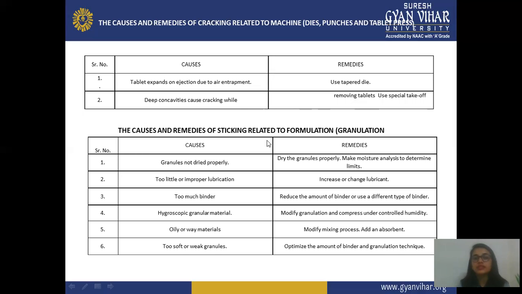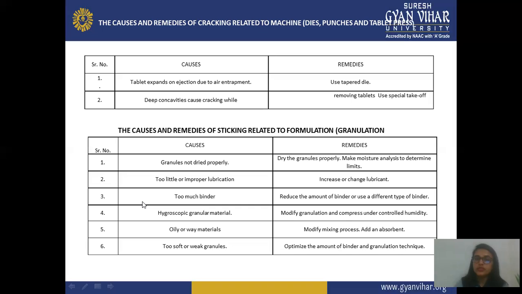Next, cause and remedy for sticking related to the formulation or during the granulation. First is granules not dried properly. Dry the granules in a proper way and analyze the limits. Second problem is to limit improve lubrication. In this condition, increase or change the lubricant. Use an alternate lubricant, or you can also change the lubricant according to the formulation, to overcome this problem.